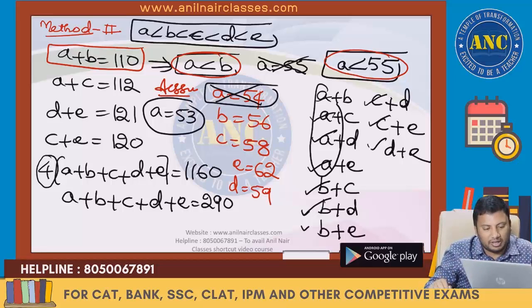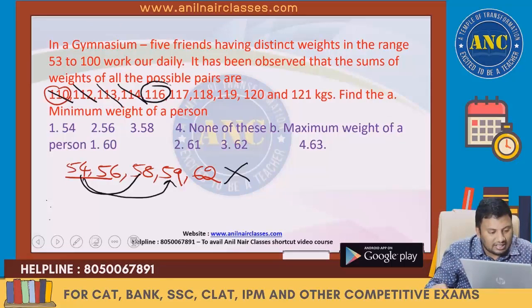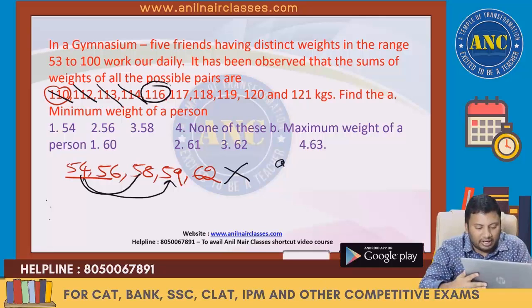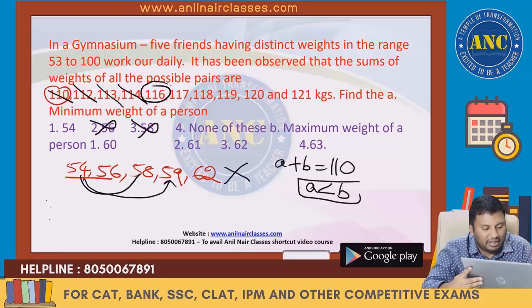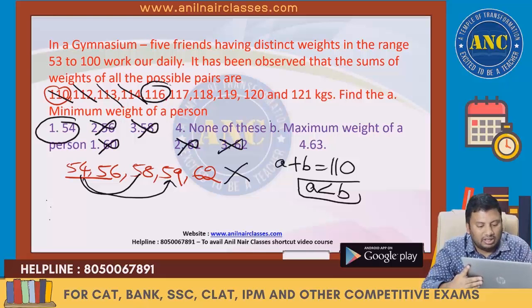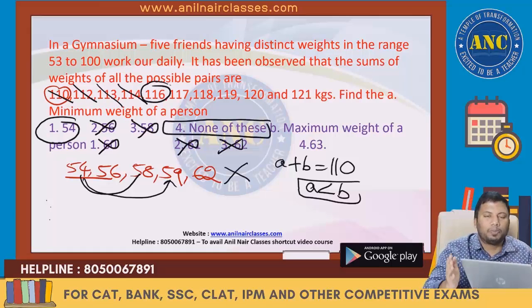A plus B equals 110. A is less than B. By looking at the question itself, I have said that A plus B equals 110 and A is less than B, so A has to be less than 55. We are stuck only in these two options. I hope the logic is clear to you.